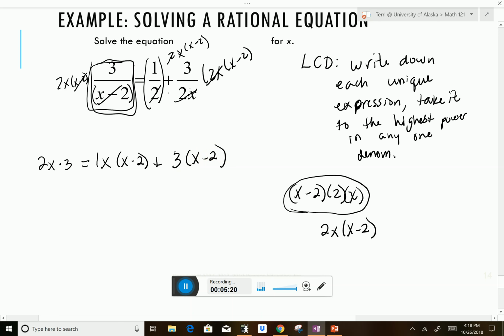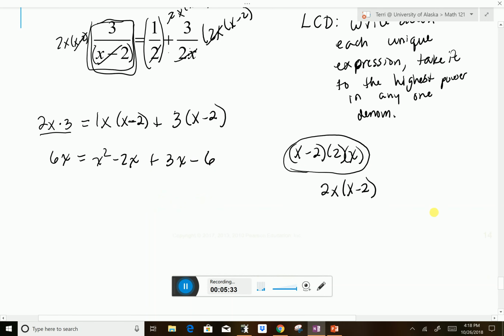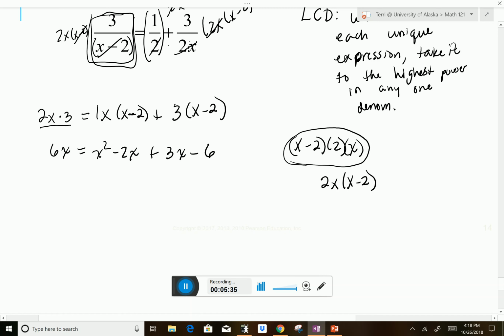Okay, so now let's clean this up a little bit. Over here I have 6x. Over here, this was a minus, I have x squared minus 2x. Over here I have 3x minus 6. So let's clean things up. We have a quadratic, so I'm going to put 0 over here and subtract 6x from this. So I have negative 8x plus 3x, so I end up with negative 5x minus 6. Now I can solve.